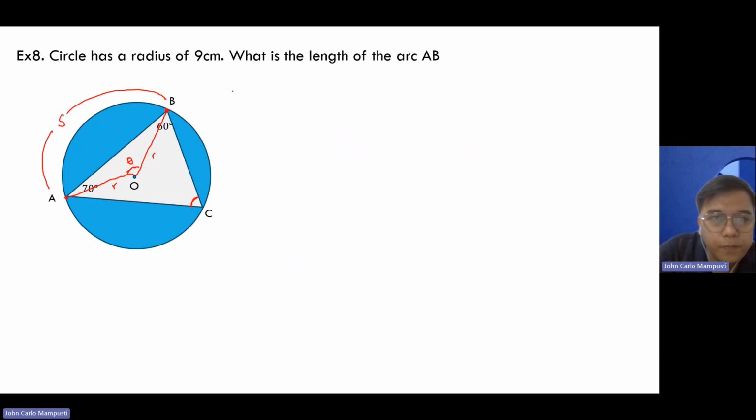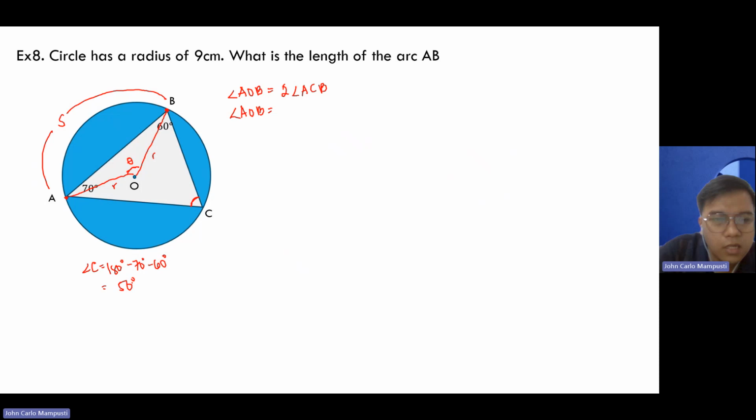Yung angle AOB natin is doble yung angle measured from ACB natin. So, ibig sabihin, AOB is equal to twice ng ating ACB. So, hanapin muna natin yung ACB. Since given naman na yung angle A and angle B, we need to find this one, yung angle C natin. The angle C is equal to 180 degrees minus 70 degrees minus 60 degrees. So this one, this is 50 degrees.